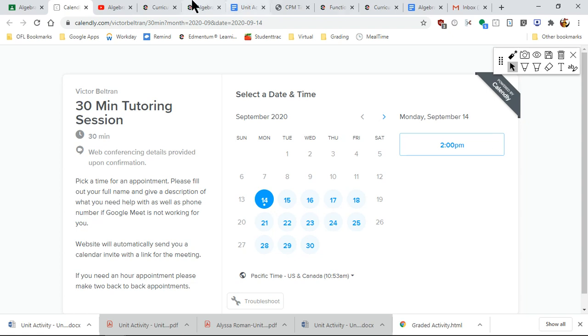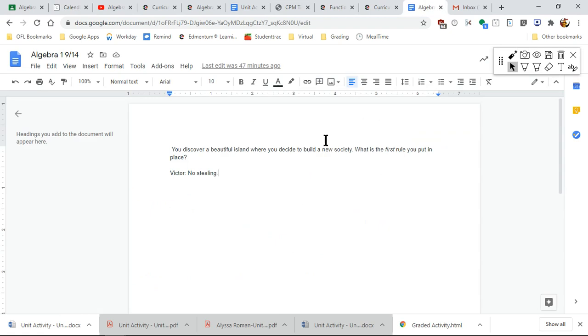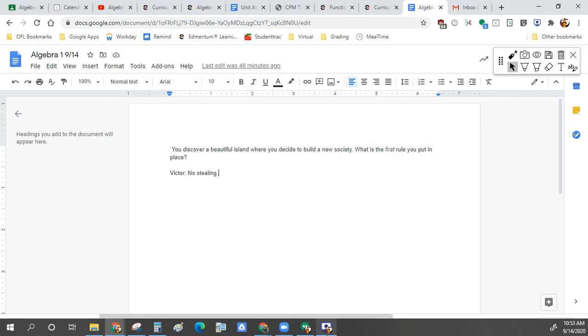Other than that, if you guys haven't answered the question for today: if you discovered a beautiful island where you decide to build a new society, what would be your first rule in place? And I said no stealing. Once you guys finish this, you guys are free to go. No problem. Oops, that wasn't what I wanted to close.